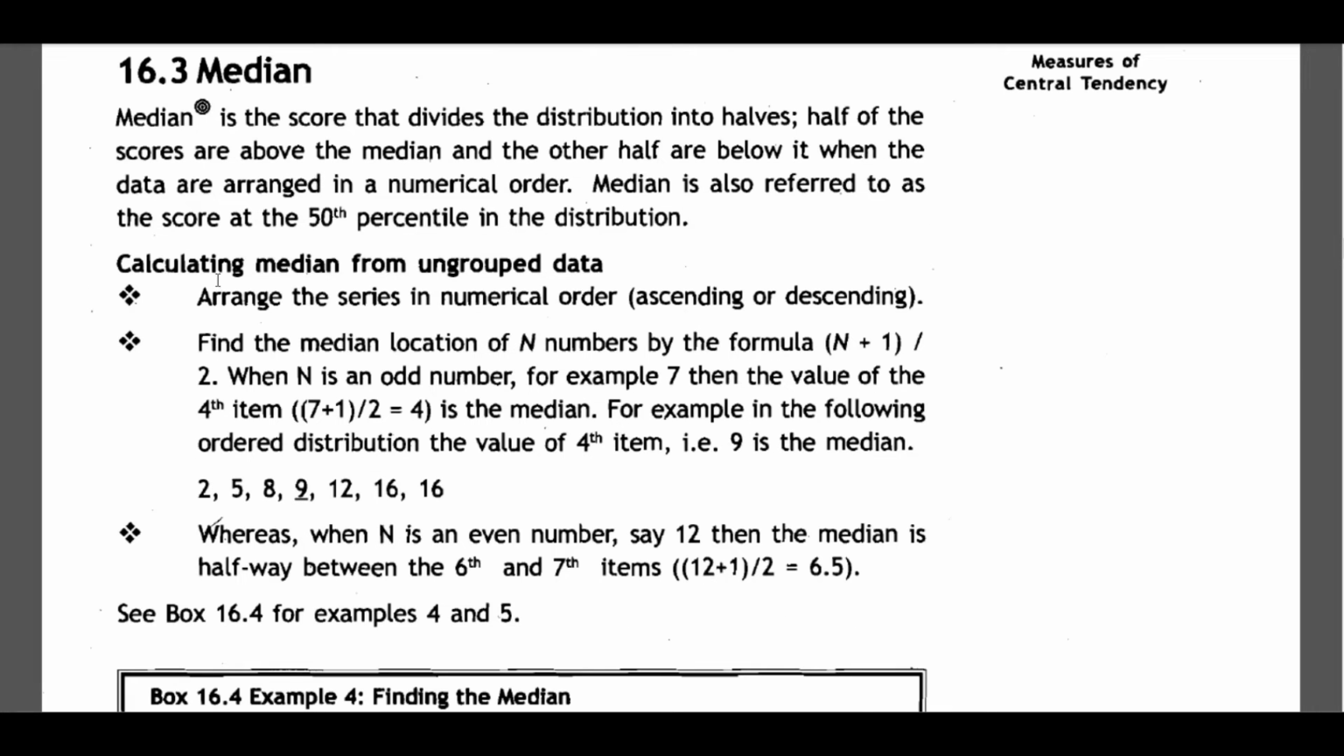So exactly calculating the center value is the median. Calculating the median from ungrouped data: arrange the series in numerical order, ascending or descending. Find the median location of n numbers by the formula.